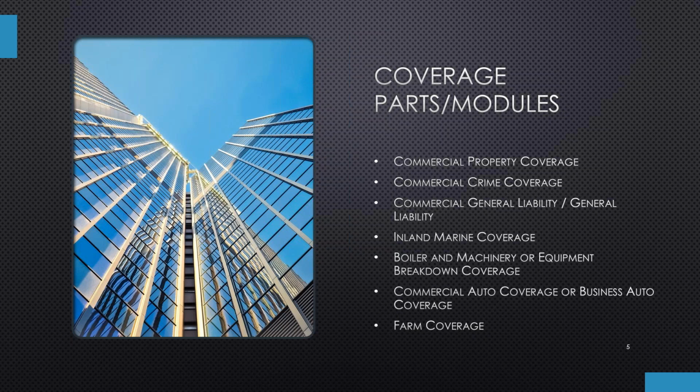Now, if you only buy one, that's what we call a monoline policy. And commercial auto is actually typically sold as a monoline policy a lot of times. But if you buy 2 or more coverage parts or 2 or more modules, then it becomes a package or a modular policy. So watch out for that word modular. You'll see it a lot. So if you bought property and liability coverage on your business, then you have a package or modular policy.